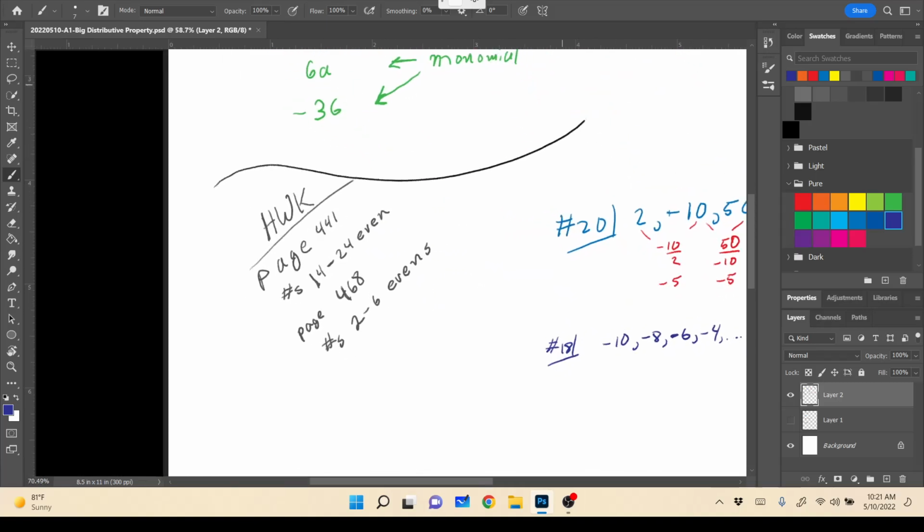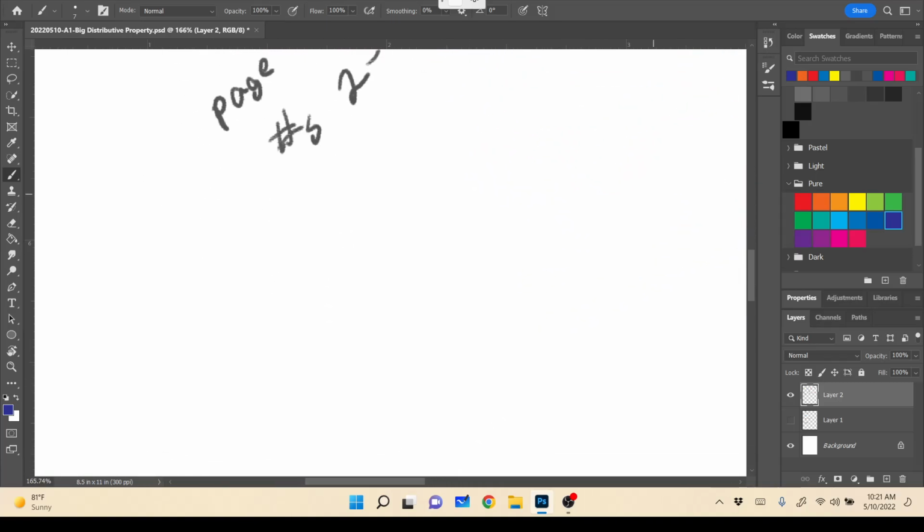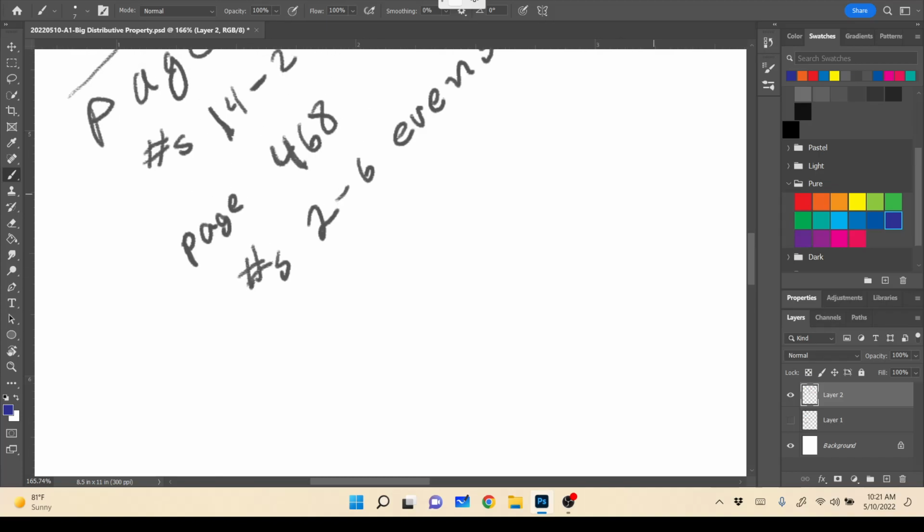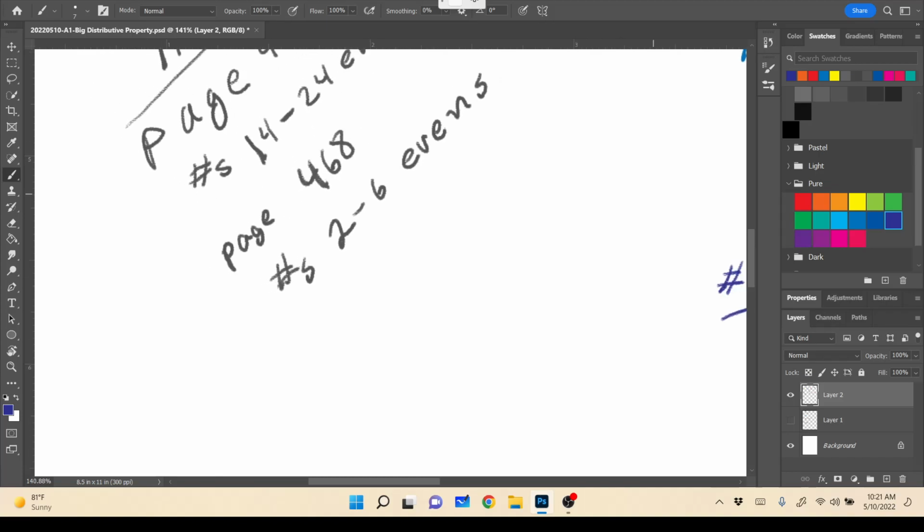Page 468, number 2. Yes, it's a trinomial. Number 4. No, it's not a monomial, and we can't have a variable in the denominator. Number 6 is no, because of that negative thing, same problem. It ends up being 5 over q to the 4th. So we get a variable in the denominator. Any questions on those three?